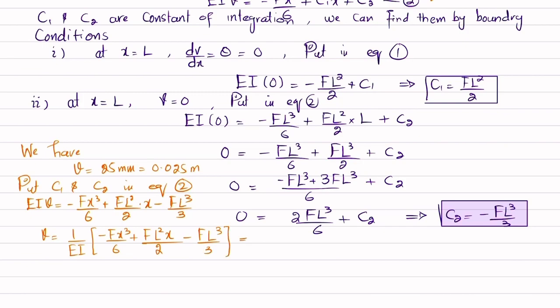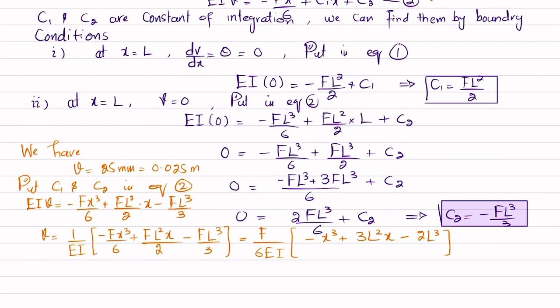So if you take out F as common, F over 6 EI is common. So you will get minus x cube plus 3L square into x, and it will be minus 2L cube. Again, when you multiply this, you will get the same. And 3FL square x over 6EI will give you FL square x over 2EI. So you will get this value.